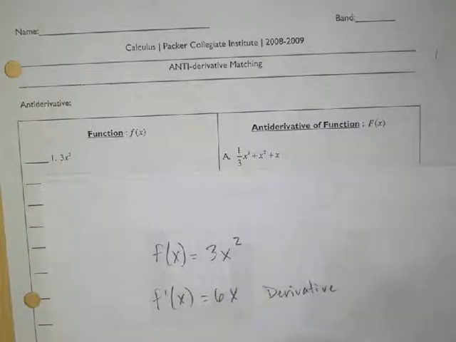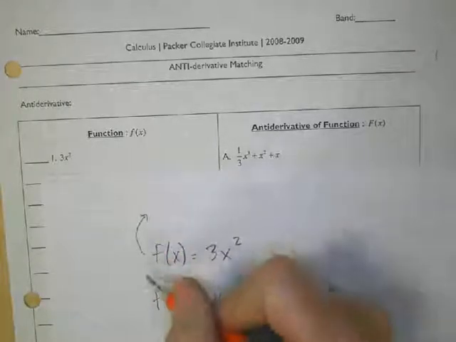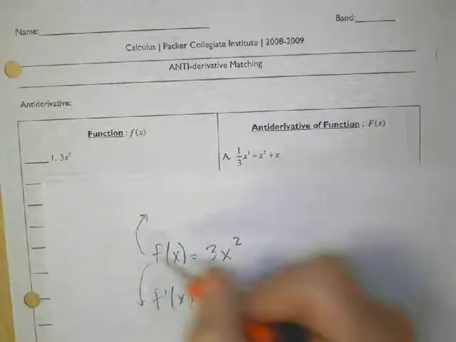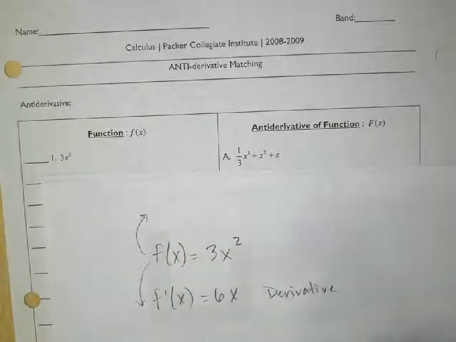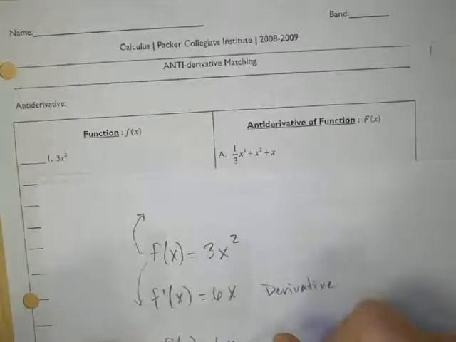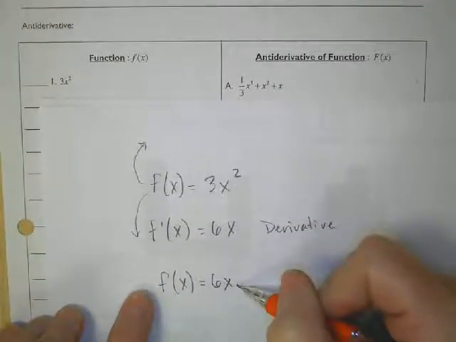Okay, the antiderivative. Well, it sounds like the opposite of the derivative. Opposite of derivative means you go backwards. So derivative, I'm going this way. Antiderivative, I'm going backwards. For example, if I told you that f of x was equal to 6x, and I asked you for the antiderivative, it would be going backwards. It would be finding the original function as if this was the derivative. So we want to go backwards.